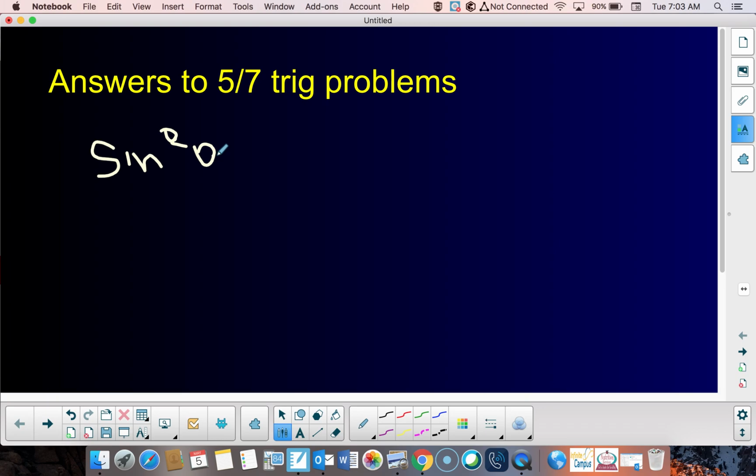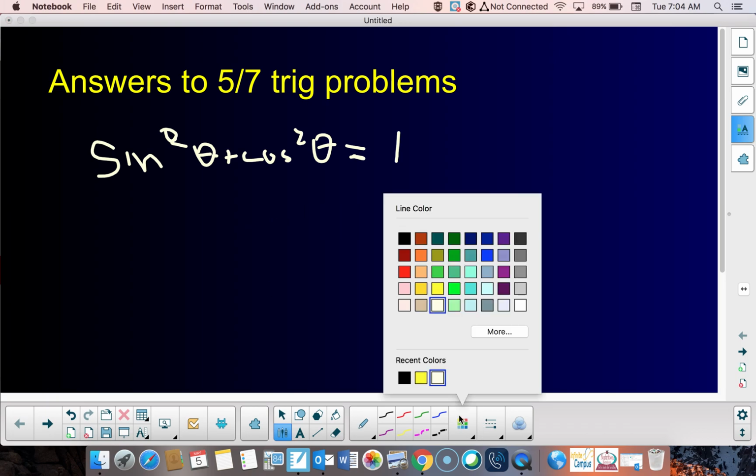Sine squared theta plus cosine squared theta was your first problem. And if you would have looked at the start of the video yesterday, anytime you see sine squared theta plus cosine squared theta, it's just 1. The answer to the first one is just 1.